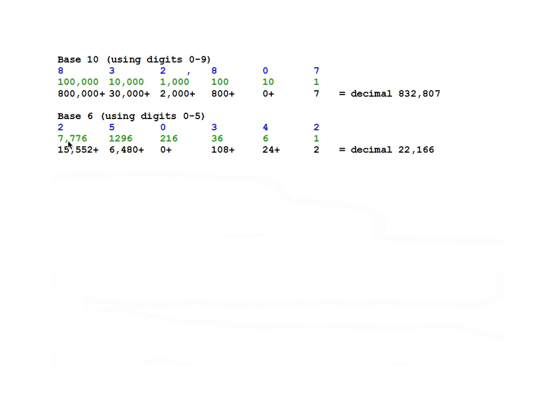We've got 2 of the 7,776 for a total of 15,552. We have 5 of the 1296s, which equals this. We don't have any of the 216s, so that'd be a 0. We have 3 of the 36, which is 108. We have 4 6s and 2 1s. And we'd add them all up. And that would tell us, oh, wow, check it out. The number 250342 in base 6 has a decimal equivalent of 22,166. So we would know now what that actual value is or what the cost is.